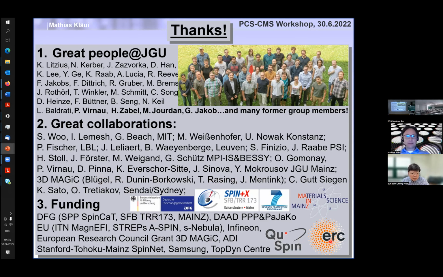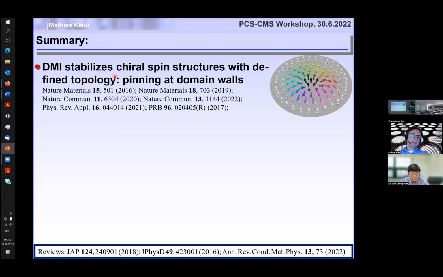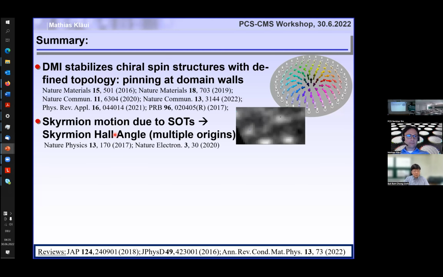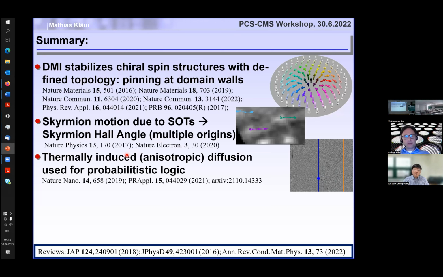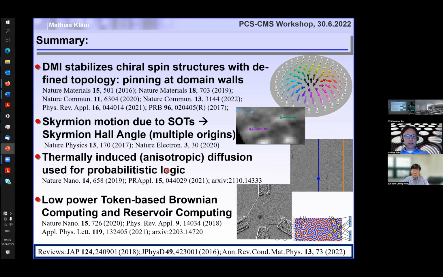And so with that, I summarize. The DMI stabilizes chiral spin structures with defined topology, and we've identified that the pinning happens at the domain walls of the skyrmions. The skyrmion motion due to spin-orbit torques leads to the skyrmion Hall angle, which has multiple origins. And thermally induced anisotropic and isotropic diffusion can be used for probabilistic logic, but also token-based Brownian computing and reservoir computing. If you're new to the field, here are 3 reviews, which I invite you to read.